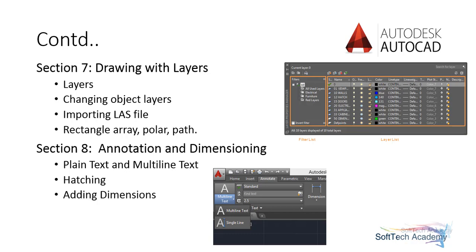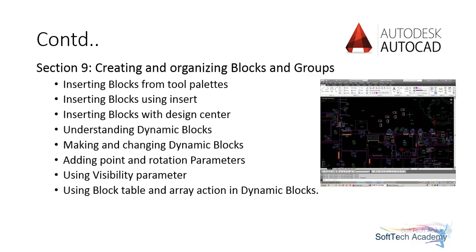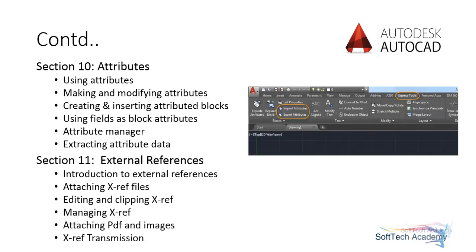Section 8 is annotation. It is very important for large-scale drawing. In annotation, we have plain text and multiline text, hatching, adding dimensions, etc. Section 9 is creating and organizing blocks and groups. We'll insert the blocks, move the blocks, change the properties and parameters, and we will also modify the visibility settings of those blocks.